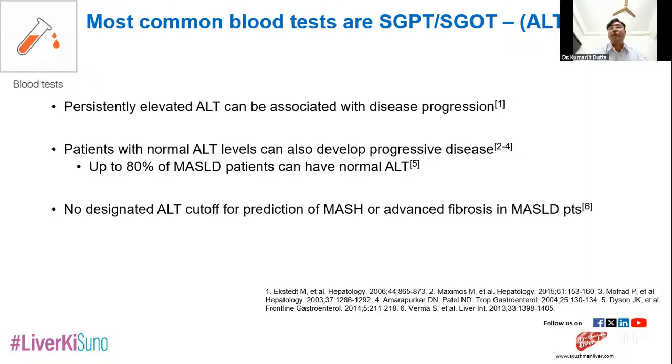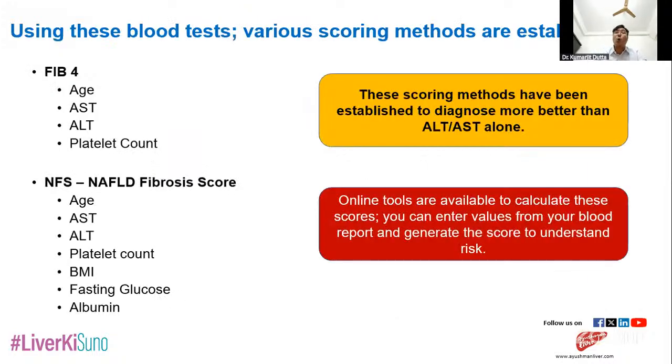So we should go for some scoring system. Next slide, please. Scoring systems like FIB-4 or NAFLD fibrosis score. These are very simple procedures, and online tools are available for this scoring. From these scores, we can easily predict the future of the patients in terms of fatty liver disease and its progression. Next slide.